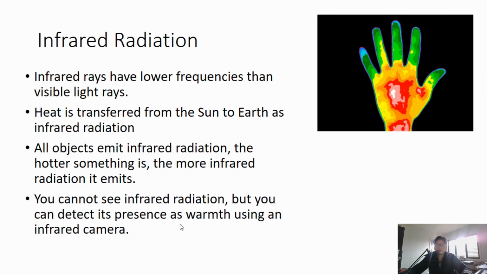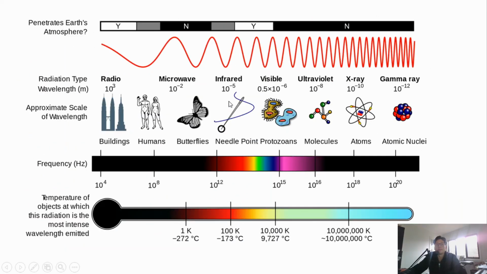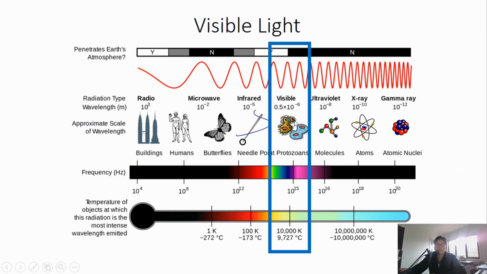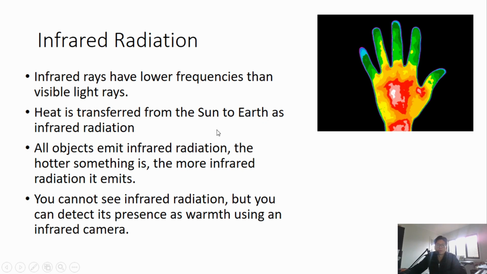The next type of low frequency radiation is known as infrared radiation. Infrared rays have lower frequencies than visible light rays, the ones we had in the middle of the spectrum here. Heat is transferred from the sun to the earth as infrared radiation. We also learnt about this in the last lesson. All objects emit infrared radiation. The hotter something is, the more infrared radiation it emits.